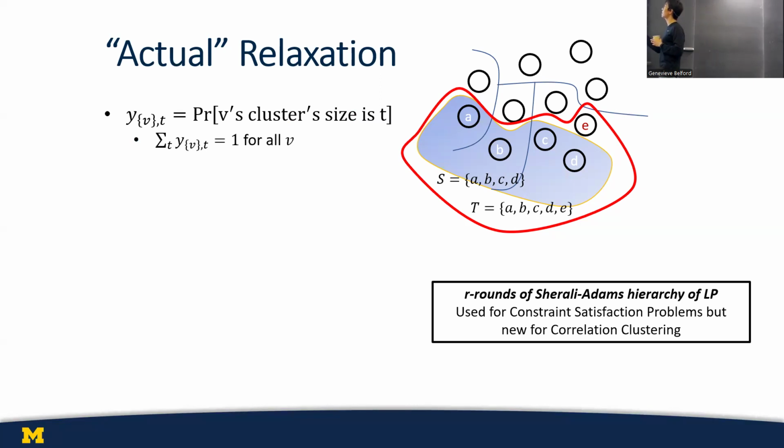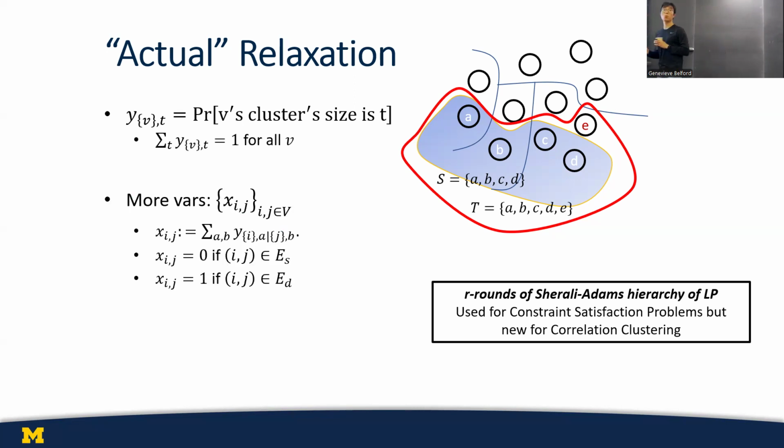Suppose your set is just one single variable, okay, so then Y_{V,T} just means the probability that V belongs to a cluster of size T. Okay, so then one can say that the summation over T of Y_{V,T} must be 1. Again, it corresponds to the constraint that each variable belongs to exactly one cluster.